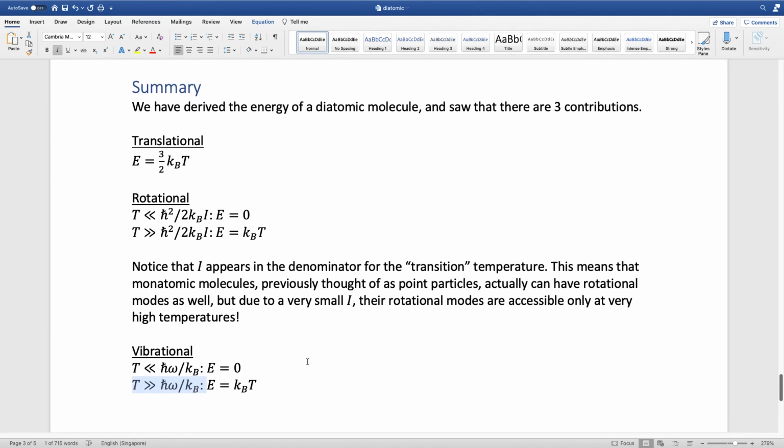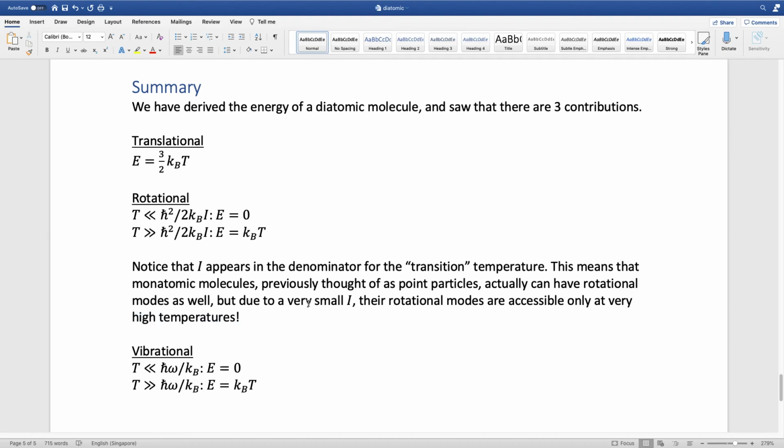However, there's one interesting point to note before we conclude the video, and that is that I appears in the denominator over here. For monoatomic molecules, previously we calculated that it's 3 over 2 because we did not account for the rotational modes. But it is actually wrong to say that monoatomic molecules do not have rotational modes. Monoatomic molecules have a moment of inertia also, and hence they can rotate. However, because their moment of inertia is really, really small, this transition temperature is really, really high. So in order to unlock the rotational modes of monoatomic molecules, you need to go to very high temperatures.